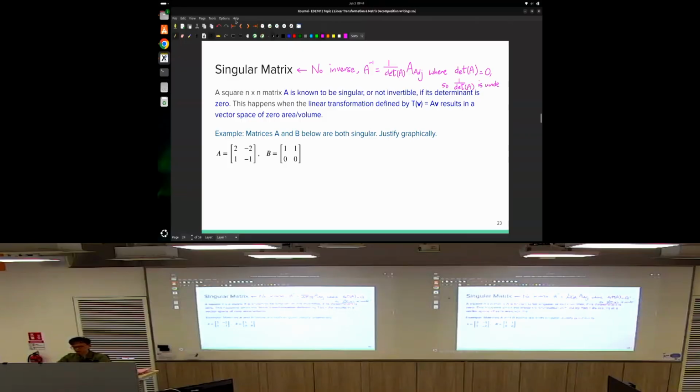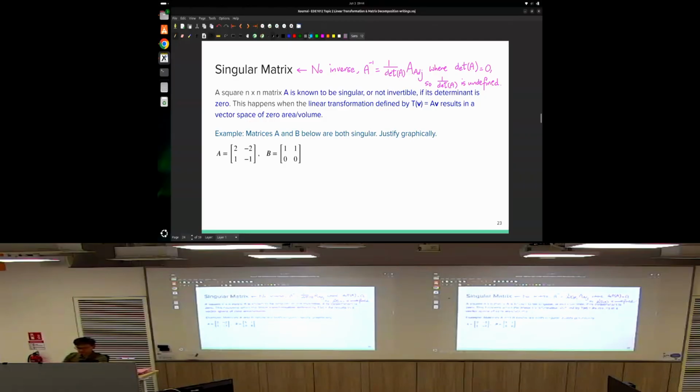Because you cannot define 1 over 0. Which means graphically, because your determinant is 0, the output vector space has 0 volume or 0 area. It depends on the dimensionality of your matrix here.